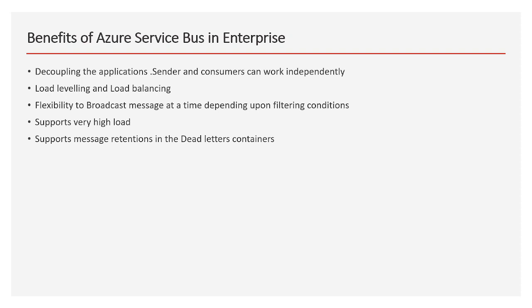Suppose I have ordered something, and right now internally I want to dispatch that item to you, right? So those can work independently. You can see that I have already created load leveling and load balancing.